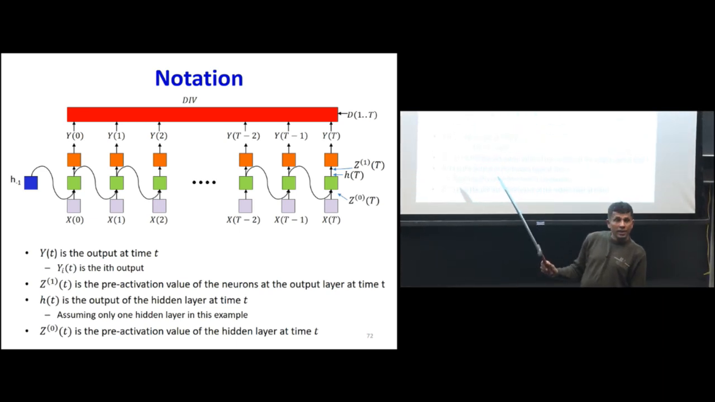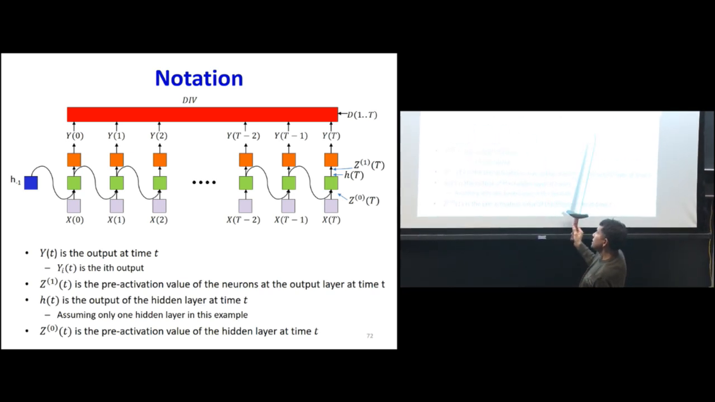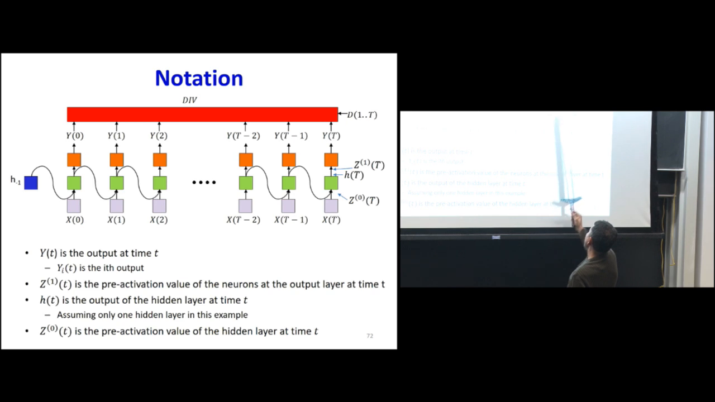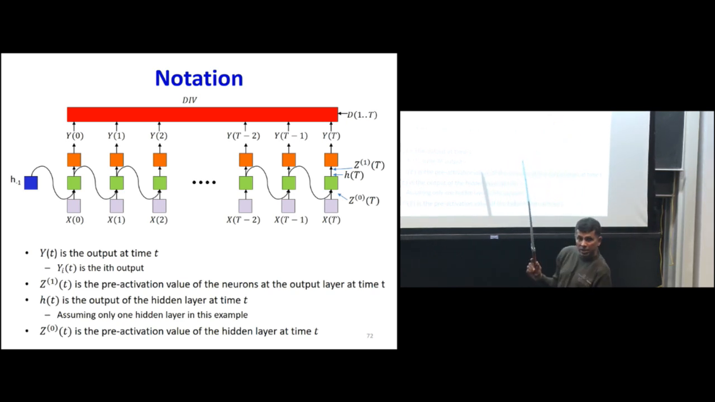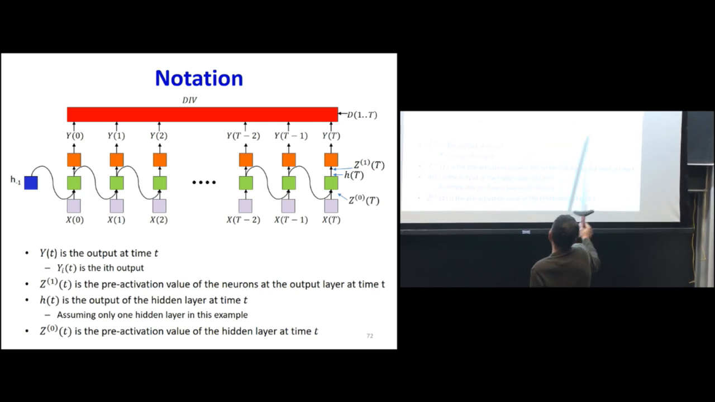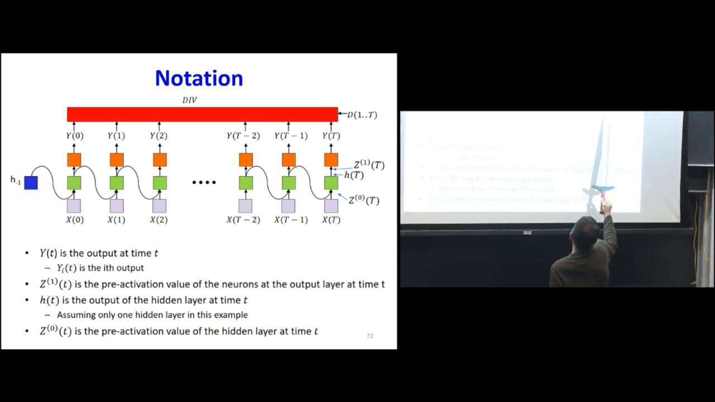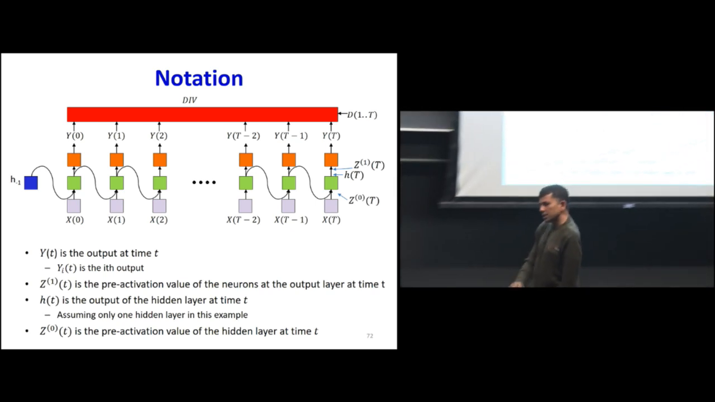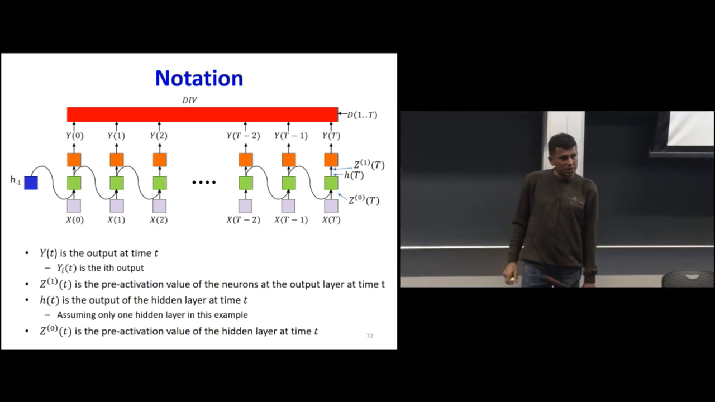Now, here again is a network with all the variables specified. So the inputs are x's. The hidden values are h of t. z1 of t is the affine input to the output activation. I'm assuming there's just one hidden layer. z0 is the affine input to the hidden activation. And these weights over here, this weight, I'll call this W, well, whatever the weight is, we'll just come up with a notation as we write this down.